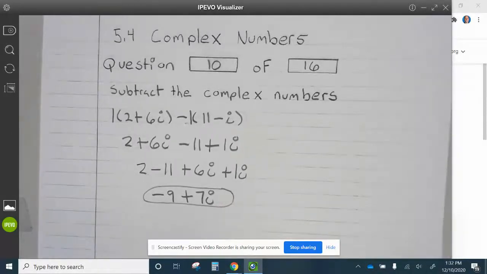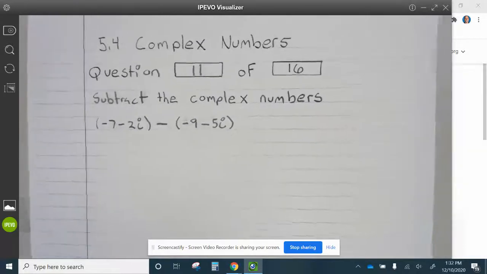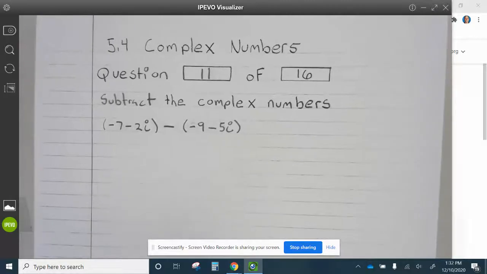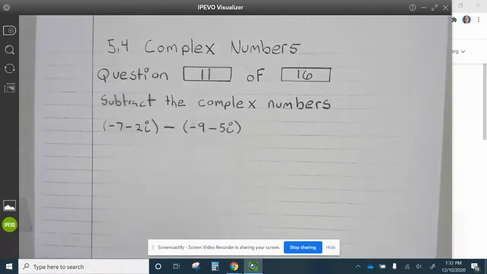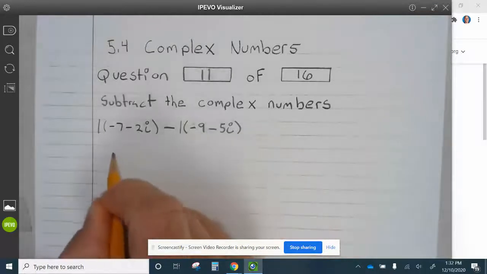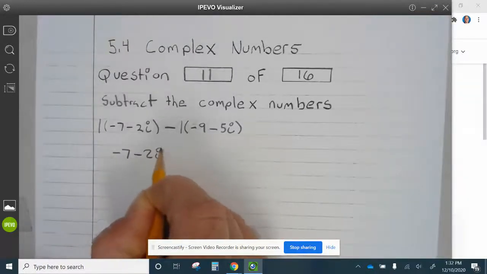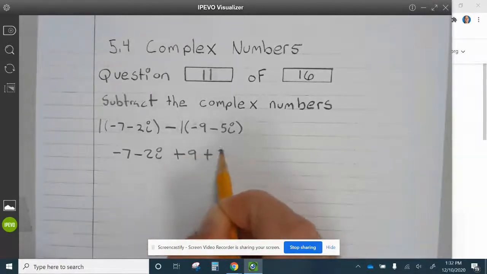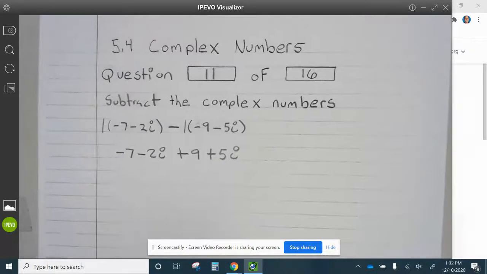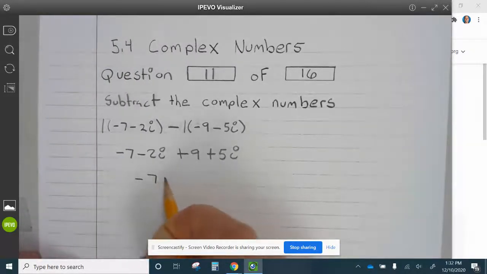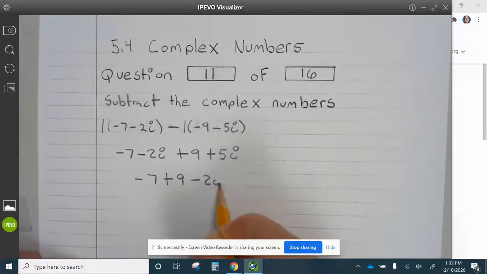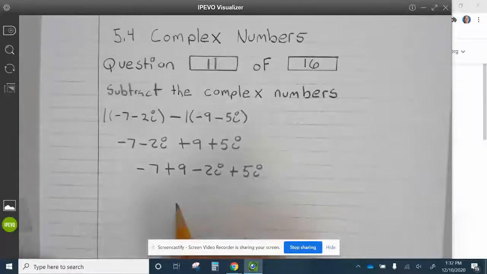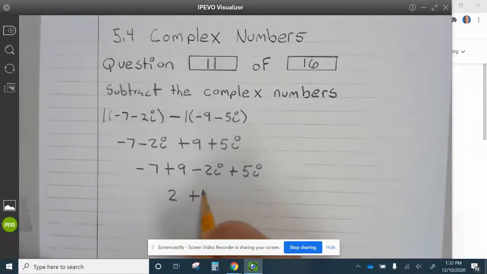Let's take a look at the next question. All right. Question 11 of 16. Subtract the complex number. Okay? So put a 1 here, 1 here. That's negative 7 minus 2i. And then when you distribute a negative 1, that becomes plus 9 plus 5i. Okay? So now we have negative 7 plus 9 minus 2i plus 5i. Okay? So then that's 2 plus 3i.